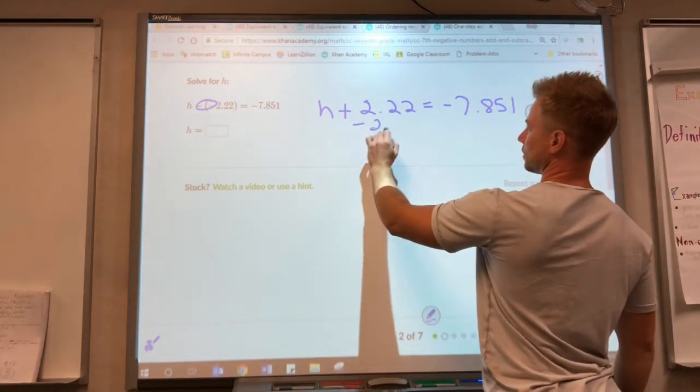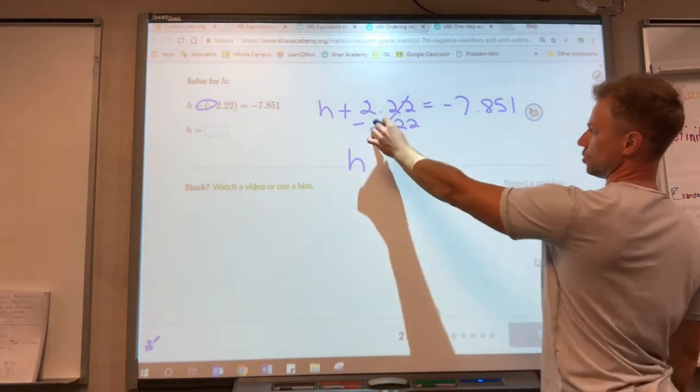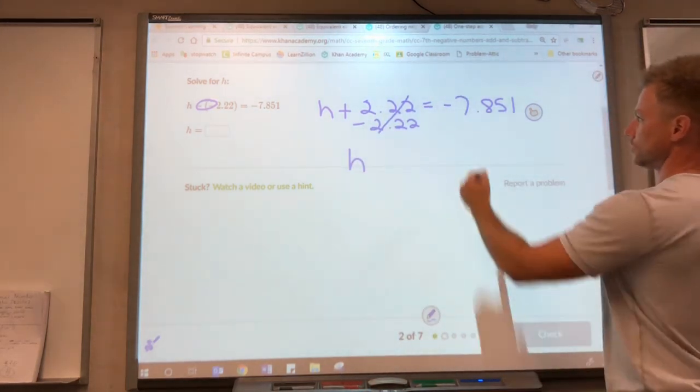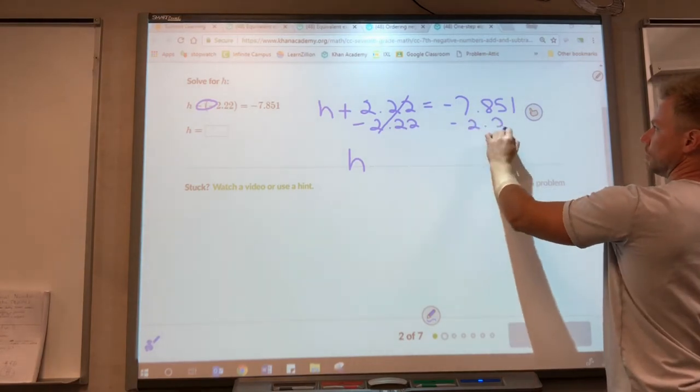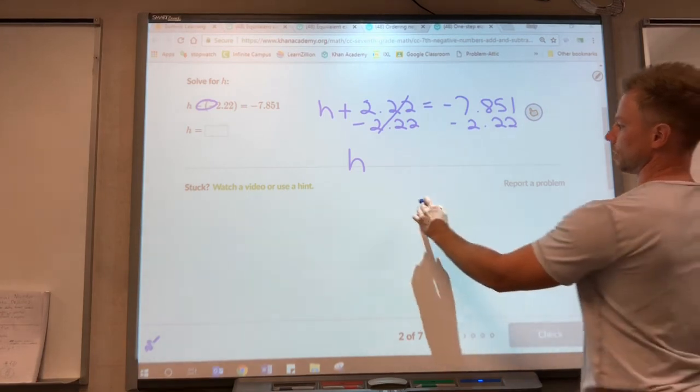We're going to subtract 2.22. That leaves h by itself. What you do to one side, you do to the other side. You have to be fair with the equations. Okay, those are like, they're both negative, so we're going to add them.